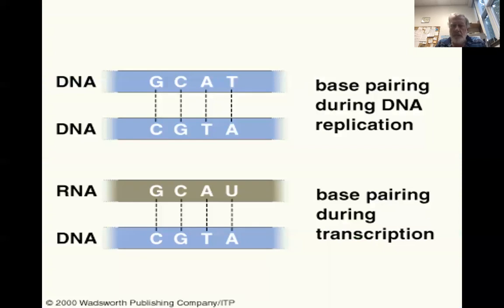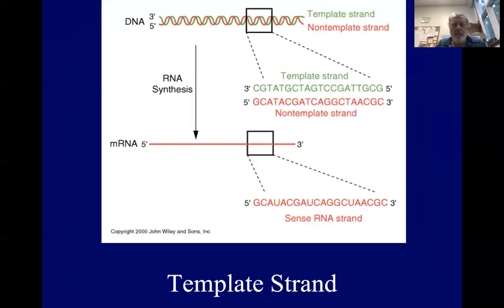And of course, base pairing between DNA and RNA is very similar to that between two strands of DNA. This shows again the RNA strand in red, which is complementary to the template strand and has essentially the same sequence as the non-template strand, except that it has U's instead of T's.